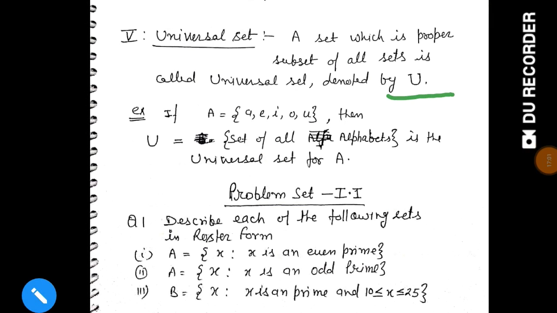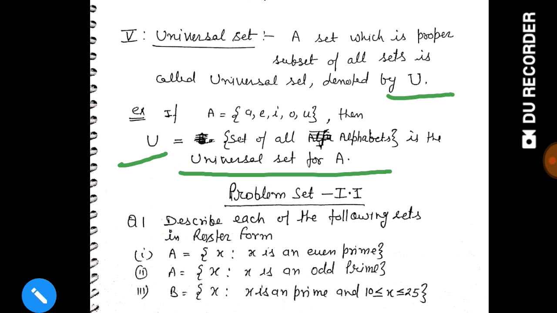For example, let A be the set of vowels: A, E, I, O, U. This is set A. Then what will U be? U means the universal set. U is the set of all alphabets, which is the universal set for A. Okay. So here is problem set 1.1.